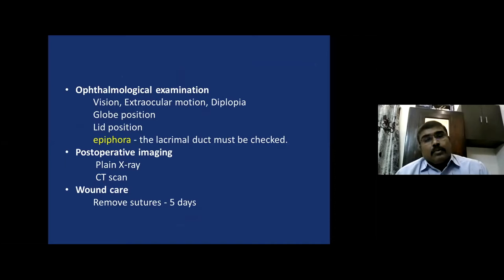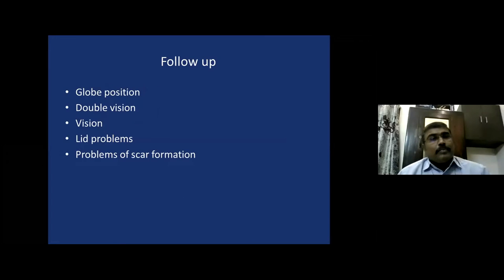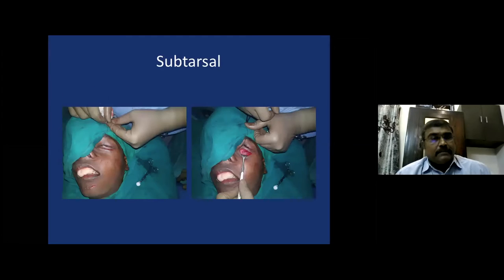All the post-op period should be done with a complete ophthalmic examination, particularly to check the vision and extraocular motion. We have to check for diplopia and globe position. If there is epiphora, then check for lacrimal duct injury. Post-operative imaging is our choice: you can go for a plain X-ray or a CT scan. Sutures are removed in 5 days. For follow up, again the same points: check for globe position, diplopia, vision, lid problems, and check for scar.